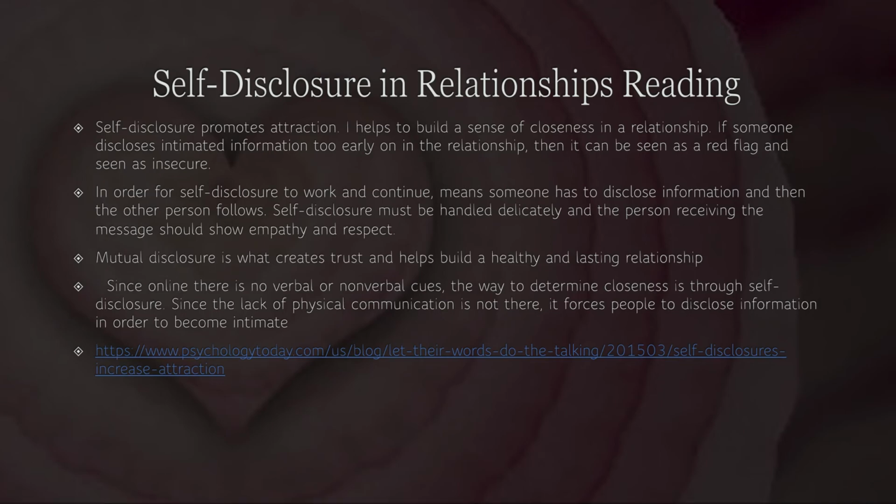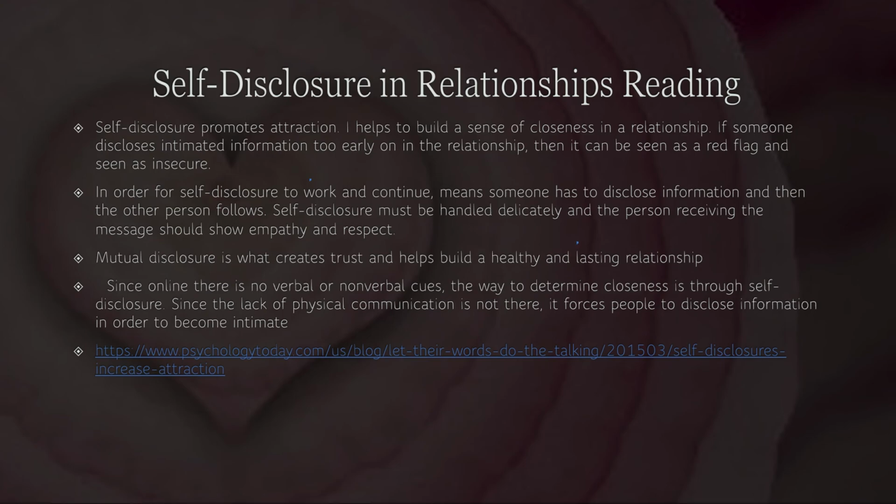If someone discloses intimate information too early on in their relationship, it can raise red flags and they can be seen as insecure. So in order for self-disclosure to work, it means that the information disclosed must be handled delicately and received in an empathetic and respectful way. Mutual disclosure is what creates trust and helps build a healthy and lasting relationship. And it's interesting, it also brought up another point about online. Since there are no verbal or nonverbal cues when dating online, self-disclosure is a determining factor of closeness. And since there's a lack of communication, self-disclosure is the way of becoming intimate and growing.